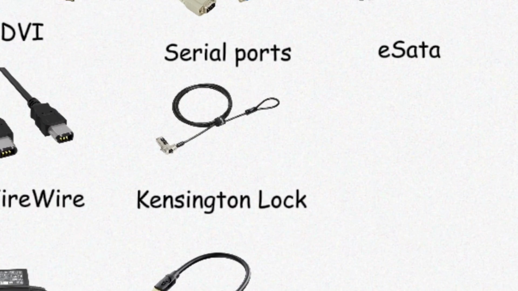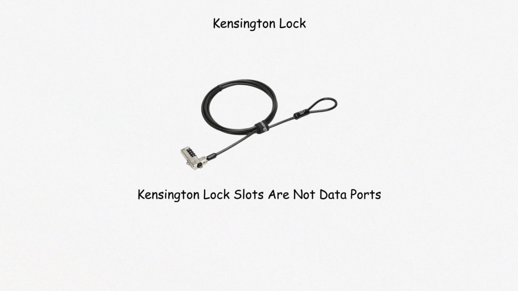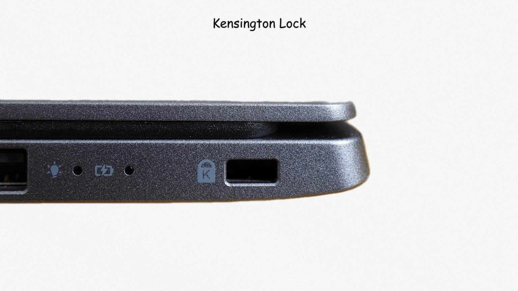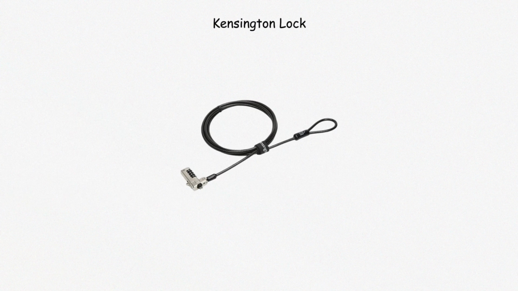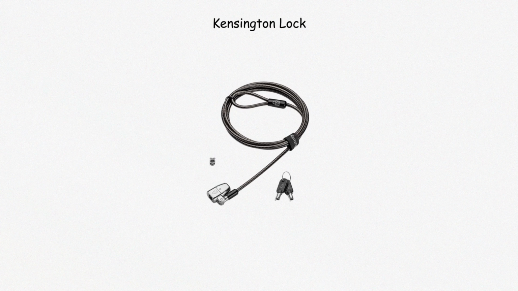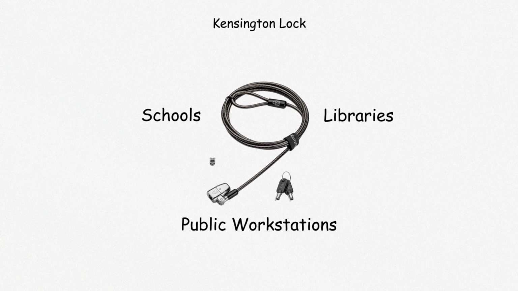Kensington lock slots are not data ports, but they are worth noting. They're small rectangular holes usually located on laptops or monitors. A Kensington lock is a physical security device, a metal cable and lock that prevents theft of hardware. These locks are common in schools, libraries, and public workstations where unattended devices need to be secured.